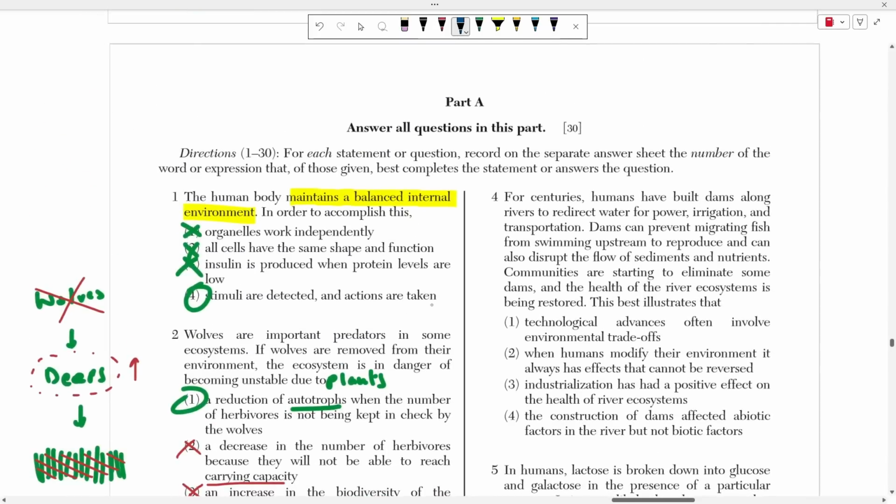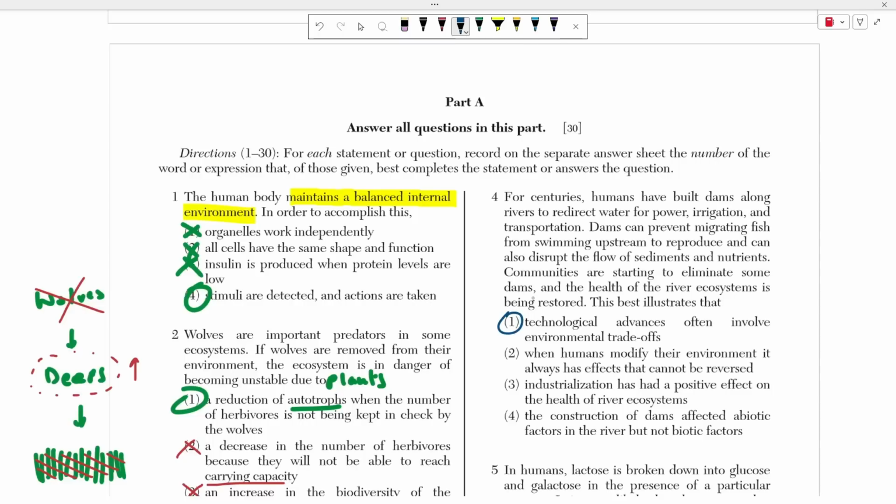Now number 4 says, for centuries, humans have built dams along rivers to redirect water for powering irrigation and transportation. Dams can prevent migrating fish from swimming upstream to reproduce. It can also disrupt the flow of sediments and nutrients. Communities are starting to eliminate some dams, and the health of the river ecosystem is being restored. This illustrates that technological advances often have environmental trade-offs.